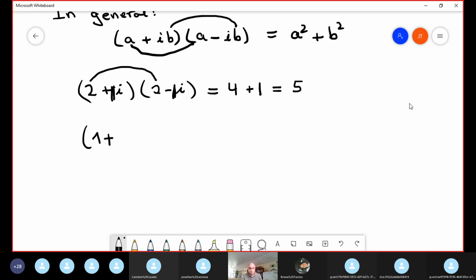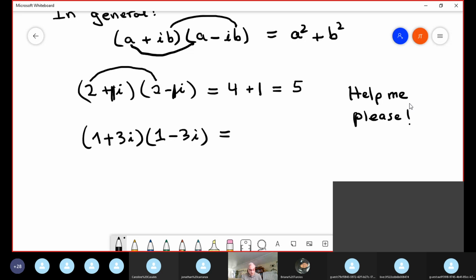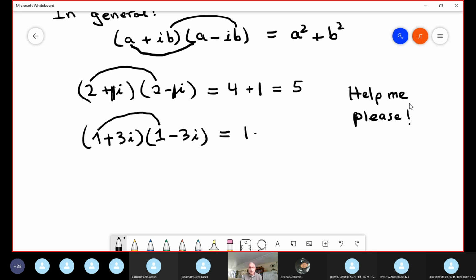Suppose another example. Suppose 1 plus 3i is a complex number times its conjugate, 1 minus 3i. What do you suppose is the answer? Come on, help me. Please. What is the answer? Answer in the chat or activate the microphone temporarily. Come on, guys. 10. Very well, because 1 times 1 is 1, always plus, and 3 times 3 is 9.